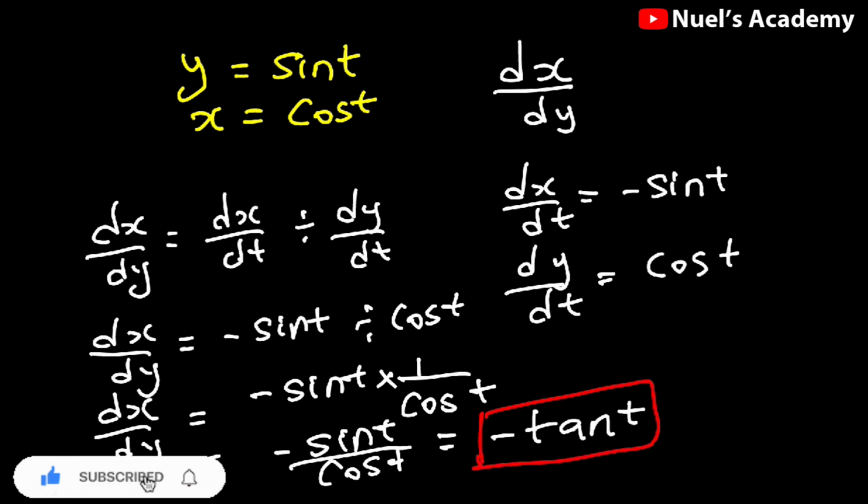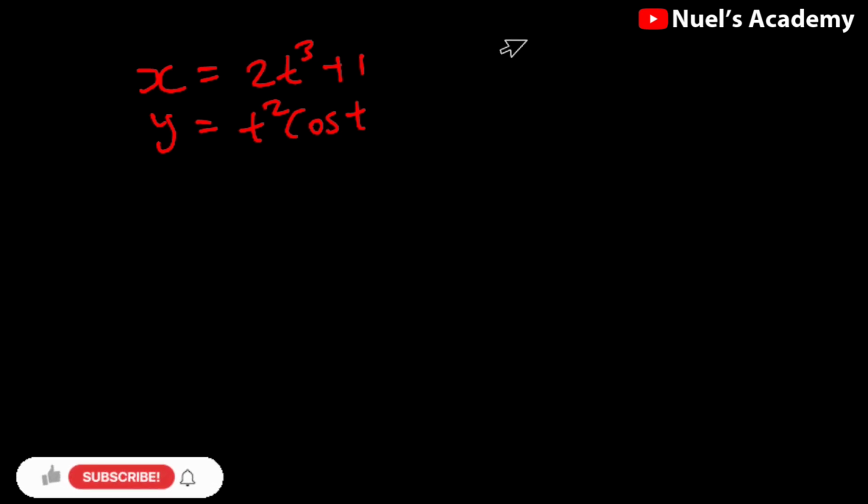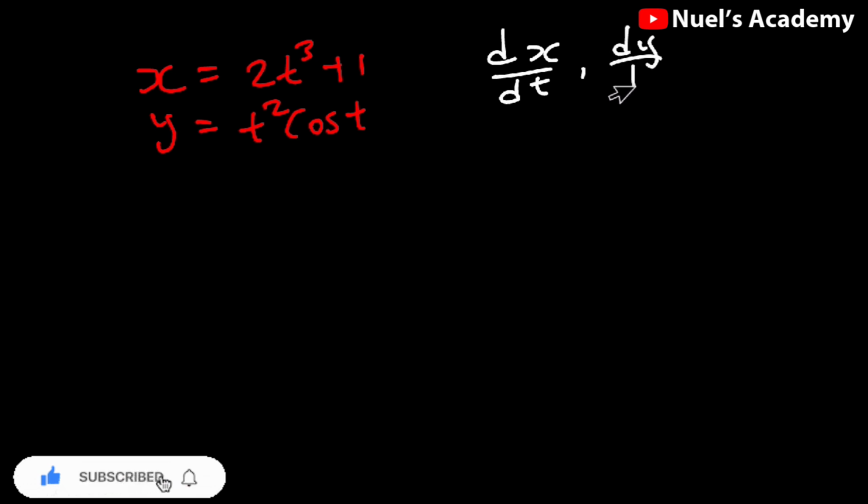So this is the answer to this question. Now let's try one more question. This is the last question we're going to be solving, and I want you to pause this video and give it a try. We have x is equals to 2t cubed plus 1 and y is equals to t squared cosine t. I want you to pause this video and find dx/dt, also find dy/dt, and finally you find dy/dx.